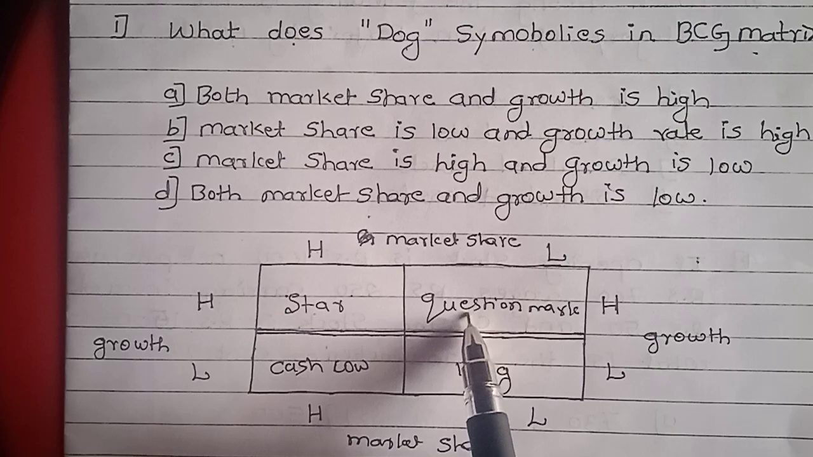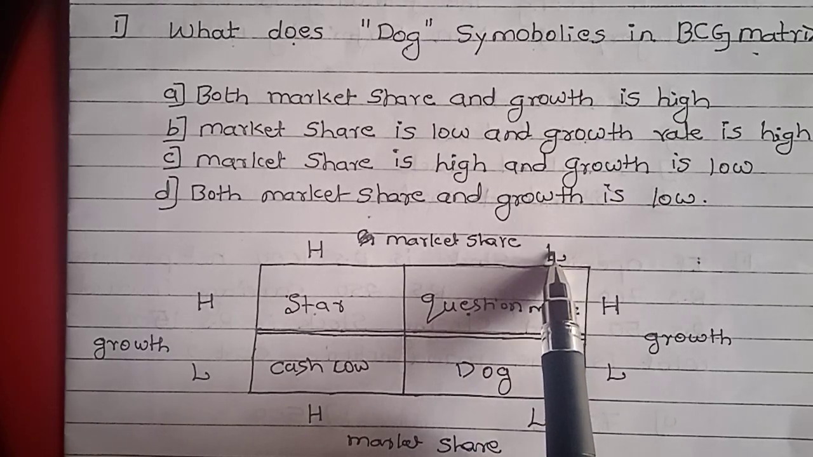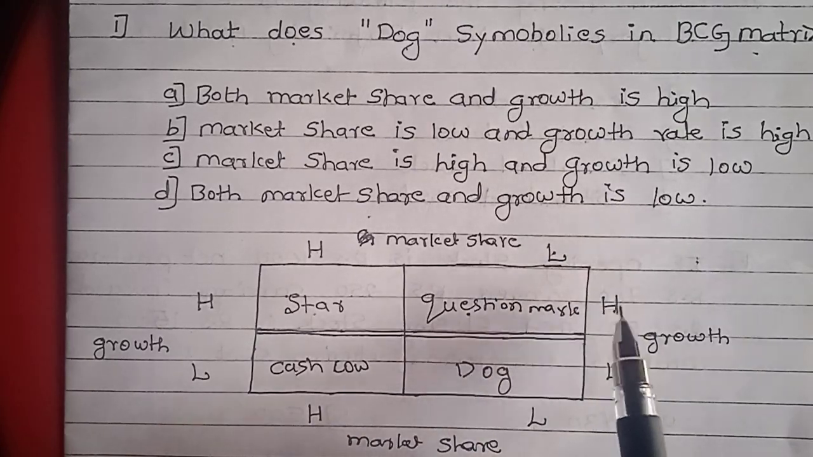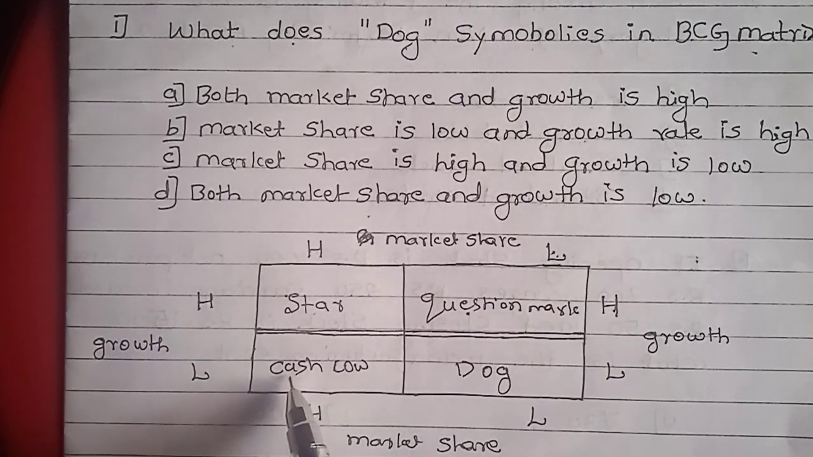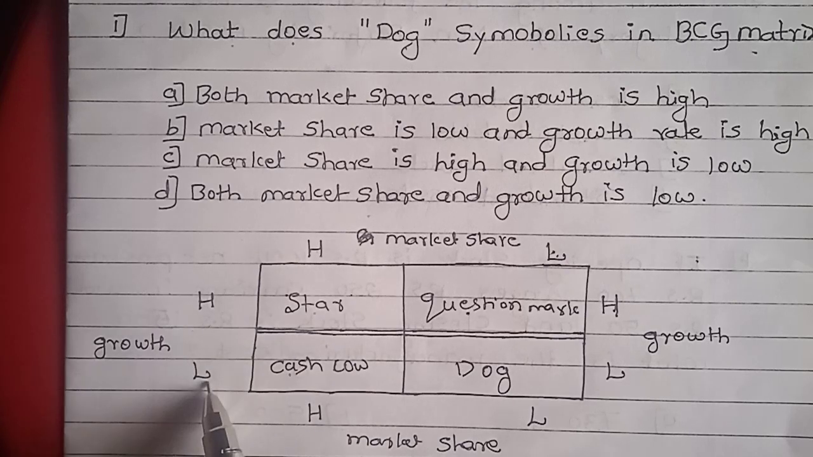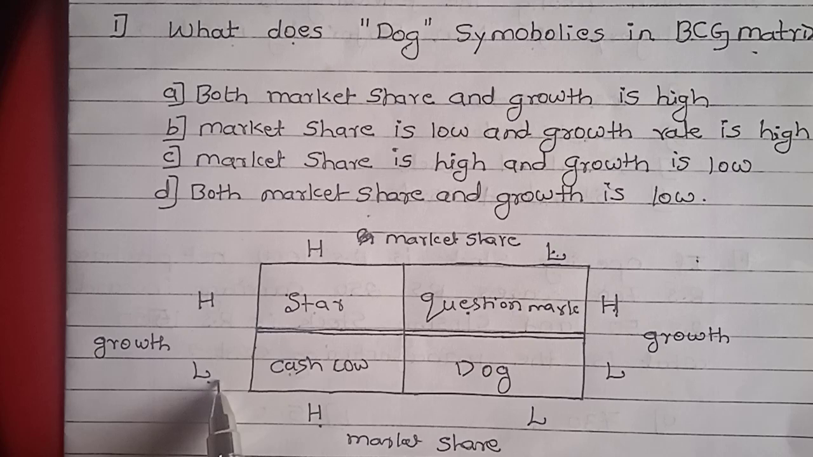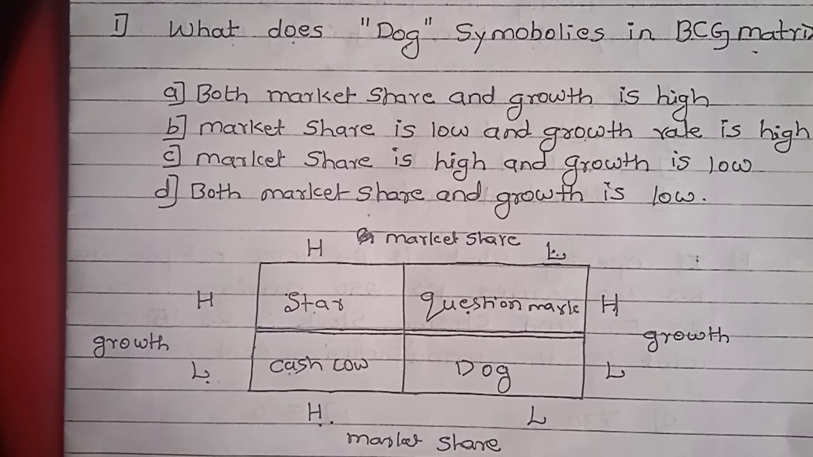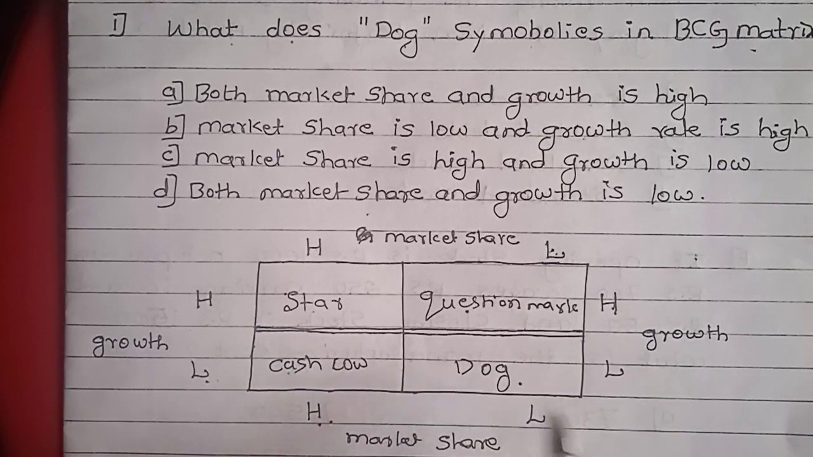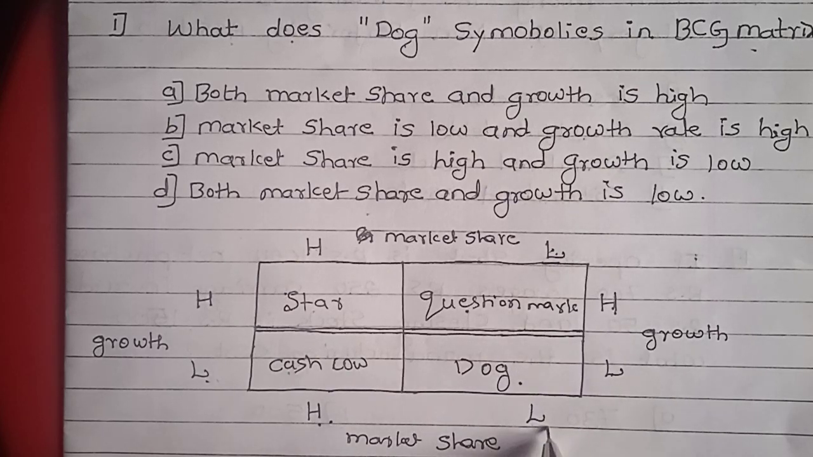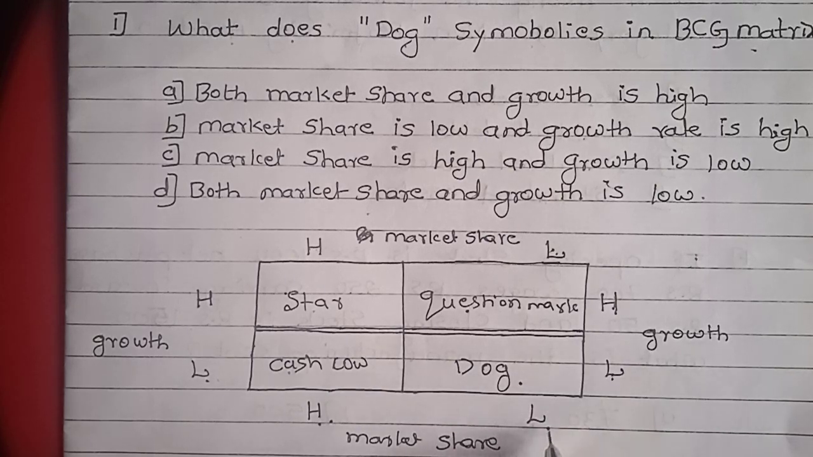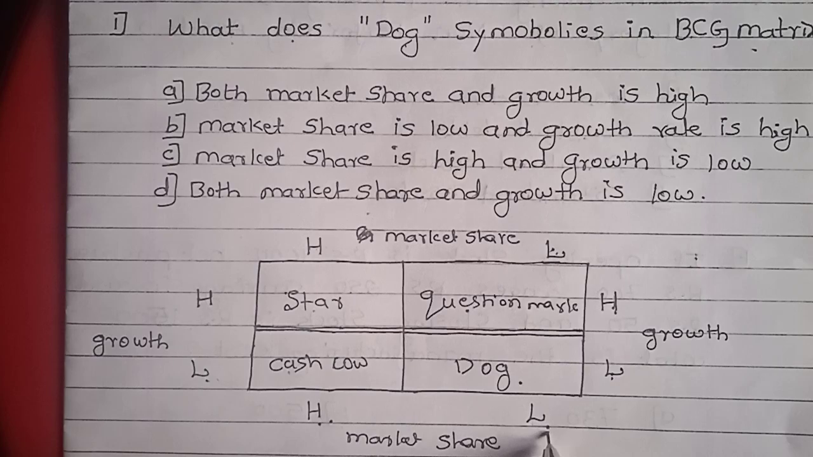In the question mark, market share is low but the growth is high. In the cash cow, growth is low but the market share is high. Come to dog, growth rate is low and the market share also low.